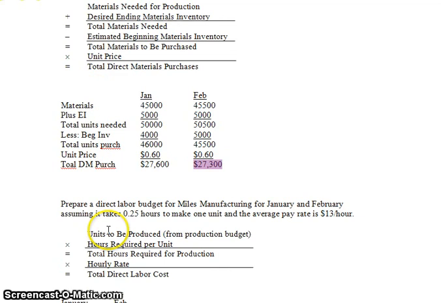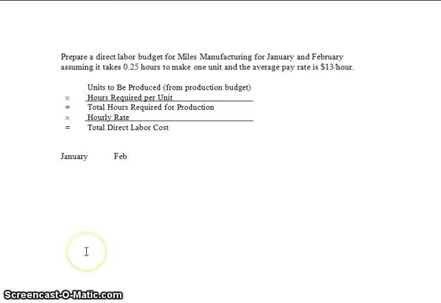So now let's move on to the last one, the direct labor budget. Alright, so we're looking at the direct labor budget for Miles Manufacturing for January and February, and we're saying it takes them a quarter of an hour, 0.25 hours, to make 1 unit, and the average pay rate is $13 an hour. Okay, so this is a little bit simpler to look at.